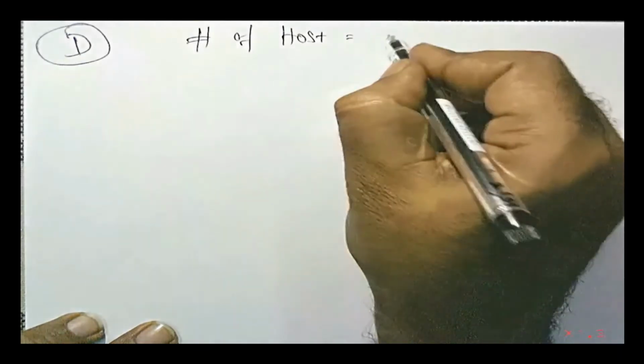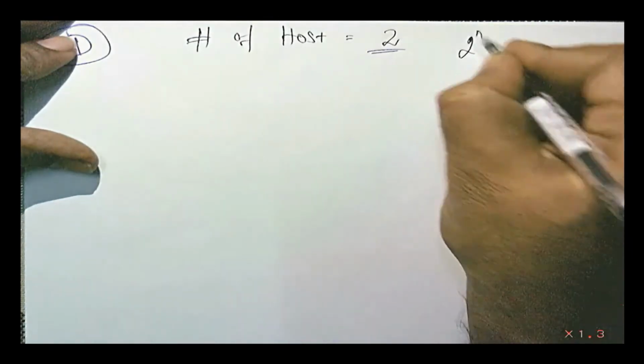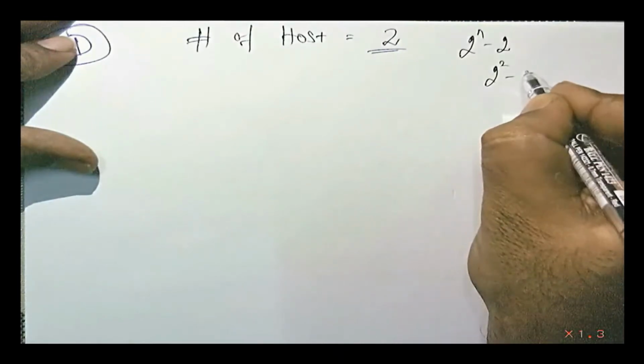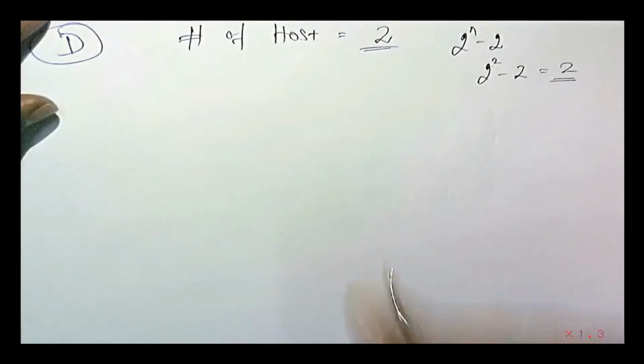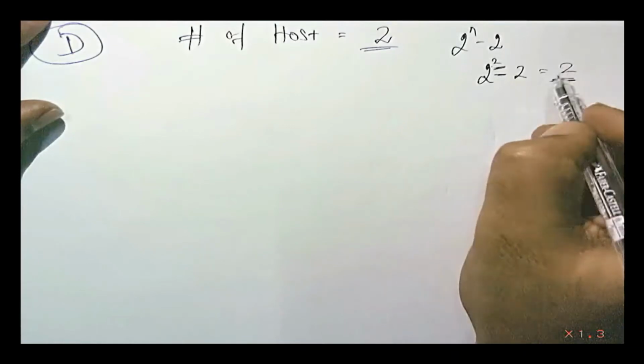So here the number of hosts. How many hosts I need means the number of hosts is equal to 2. Only 2 hosts I need. Now I'm going to apply the formula 2 to the power of n minus 2. So we'll go for 2 to the power of 2, which is 4, minus 2 is equal to 2. So that means if you have 2 bits in the host part, you can connect two hosts. You will get 2 valid IP addresses. That is the meaning. So now 2 is enough.